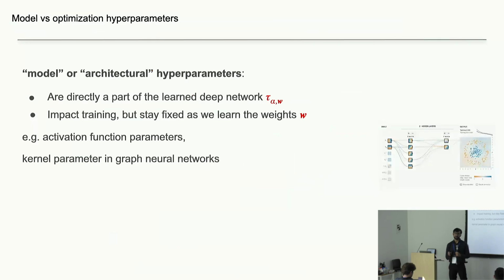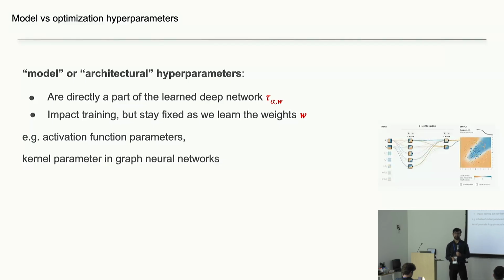This is what we call model or architectural hyperparameters. These hyperparameters impact training. Once you set this activation function hyperparameter to a certain value, the network that you learn will depend on the hyperparameter that you selected. But this hyperparameter will also be a part of the final network that you learn, so it will still be used on test instances.